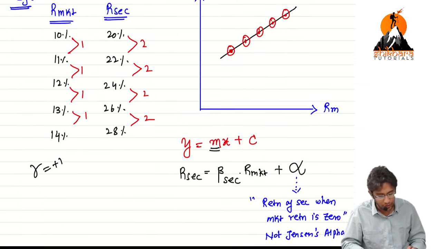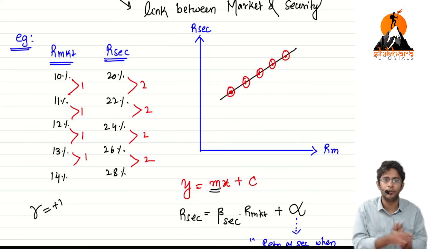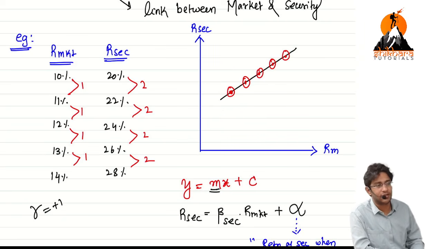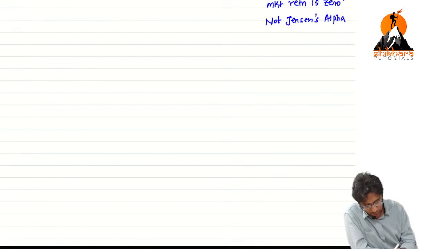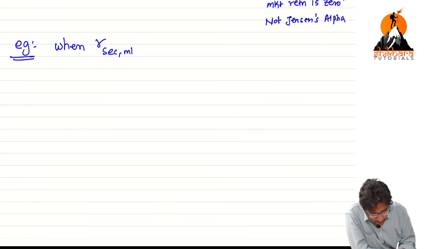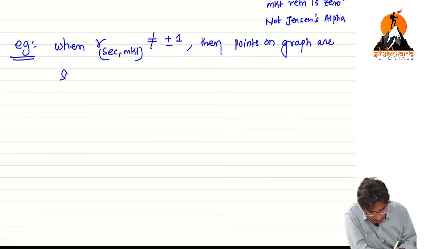Now, when R is not equal to +1, you know what will happen? A straight line will not come. Points will be scattered like this. When points are scattered, a straight line will not come. How will you write the line equation? Let's see. When R of security, market is not equal to +1 or -1, then points on the graph are scattered.